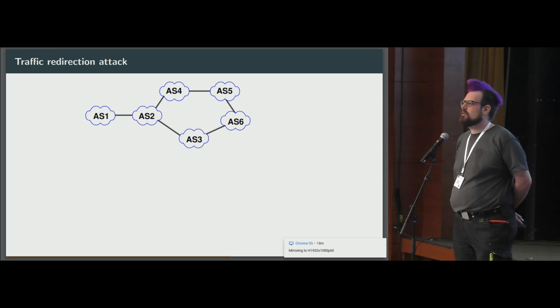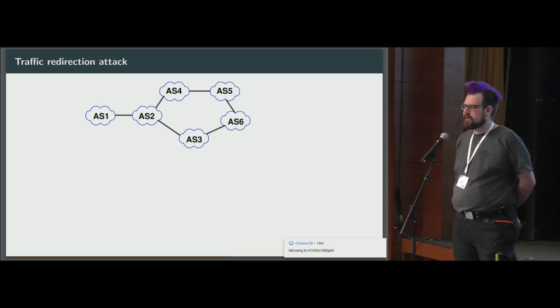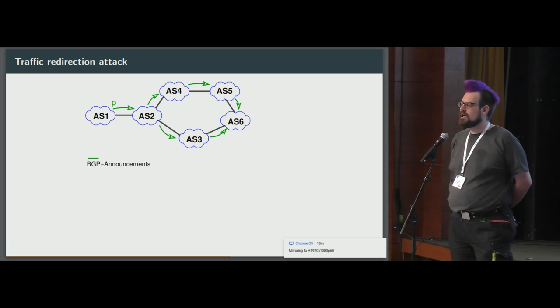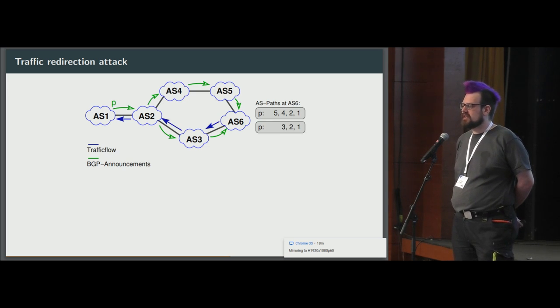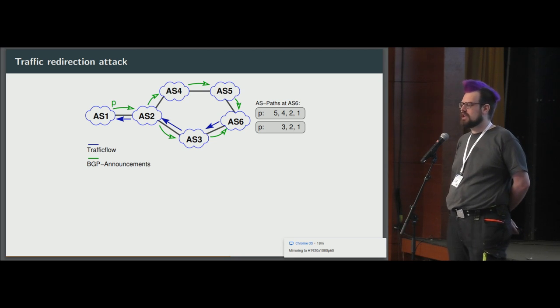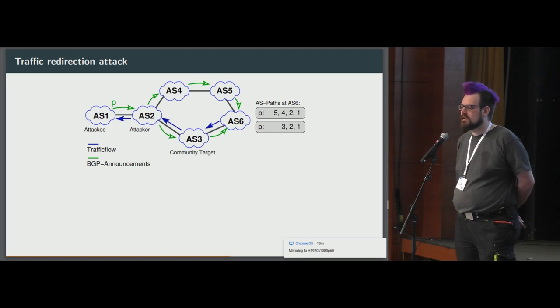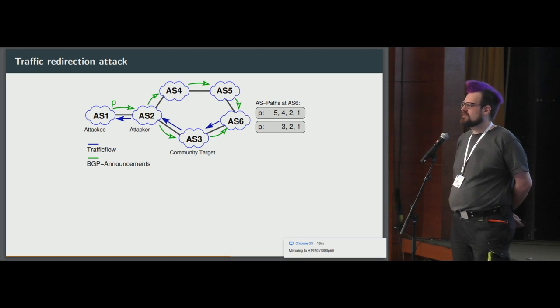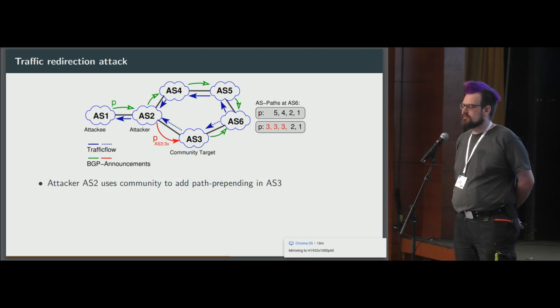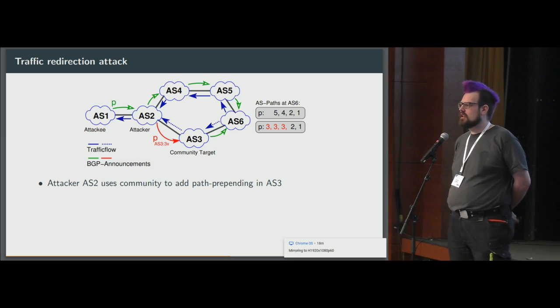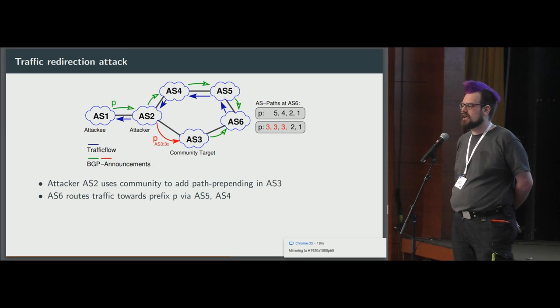The second attack we were able to do was a traffic redirection attack. Again, AS1 is announcing its prefix P, and you see the current best path from AS6 to AS1 is through AS3 on the lower side of the topology. Now, AS2 is our attacker announcing prefix P with a community to do path prepending in AS3, which leads to the longer path over AS4 and 5 to be the preferred path for AS6.